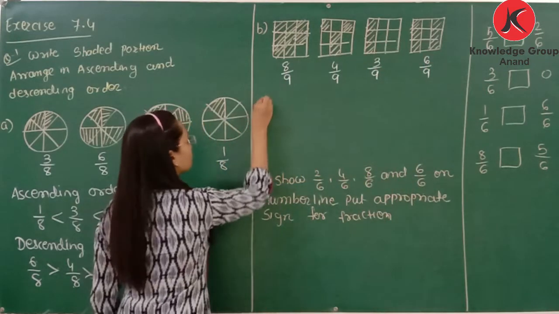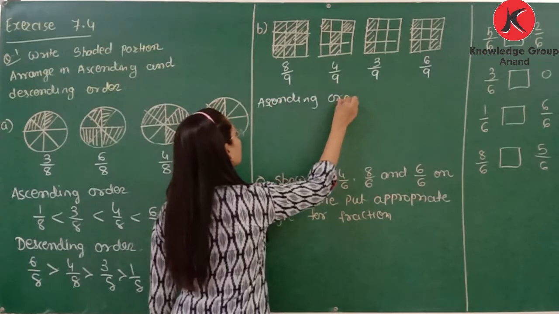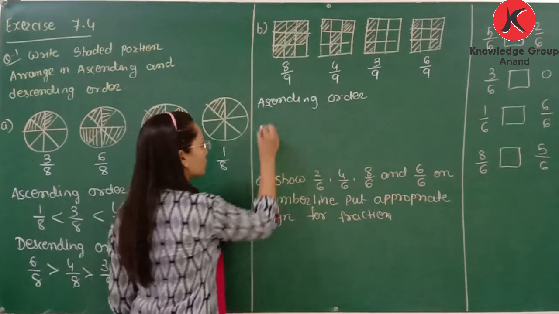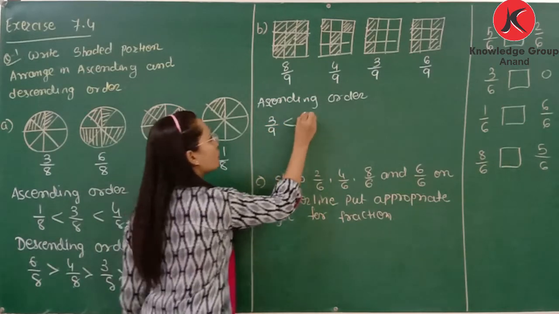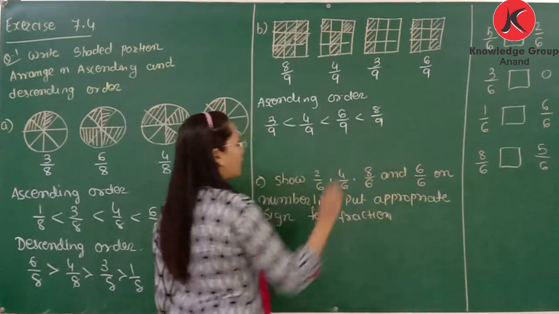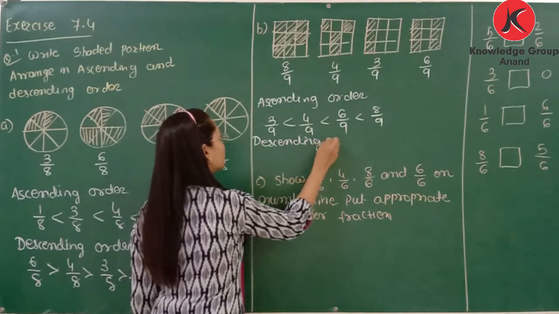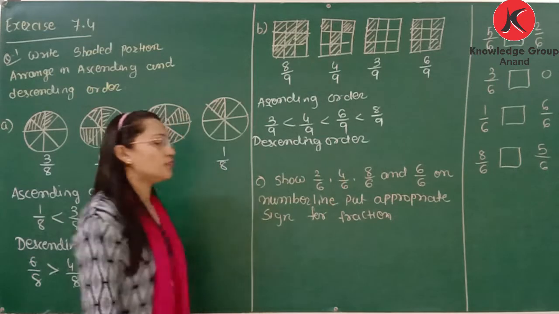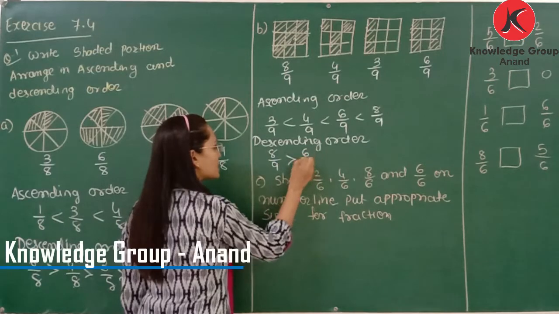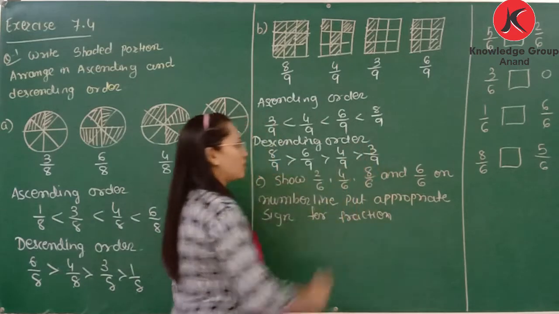Now for ascending. Which one will be the smallest one? 3 by 9. So it is less than 4 by 9. Then 6 by 9. 8 by 9. Now descending order. Which one will be the larger one? That is 8 by 9. That is greater than 6 by 9, greater than 4 by 9, greater than 3 by 9.